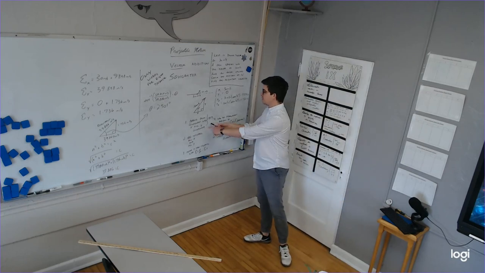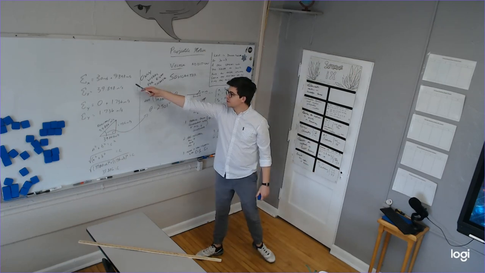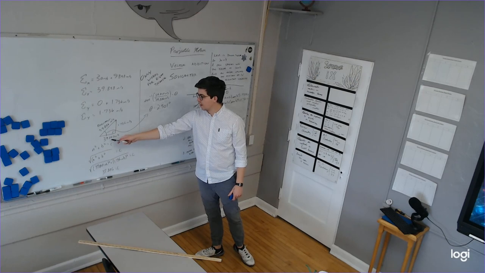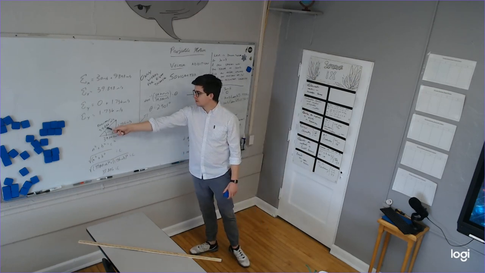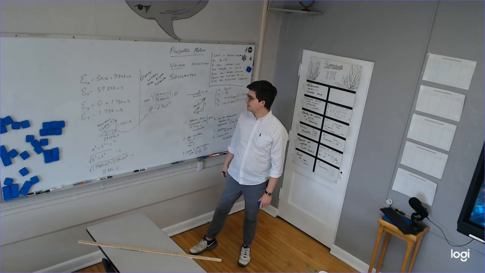Break each component into x and y components. That's what we did here. Add together the x and the y, which we did over here. Make a new triangle out of the sum of the x and the sum of the y. Use the Pythagorean theorem to find the resultant speed, and then use trigonometry again to find the angle measure.